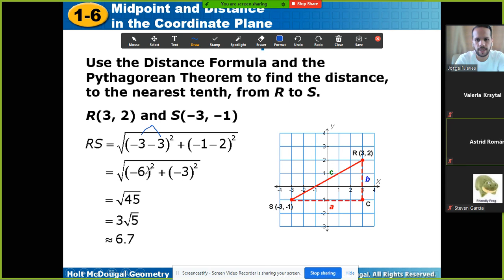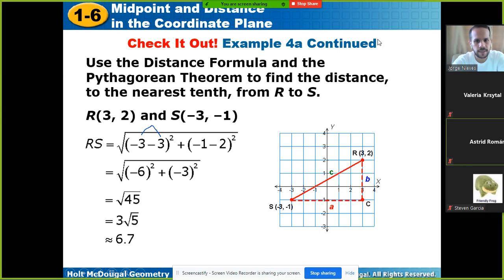So, negative 6 squared is going to be 36, plus negative 3 squared is going to be 9. So, 36 plus 9 is going to be 45, sorry, okay? So, this is going to be something like 6.7, okay? I'm sorry. Hice ese error. Bien, no sé por qué, no sé qué me pasó, okay?